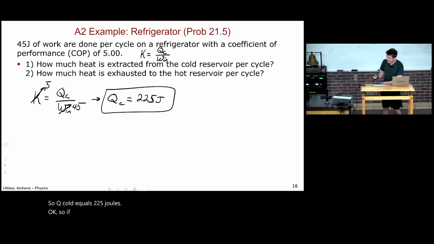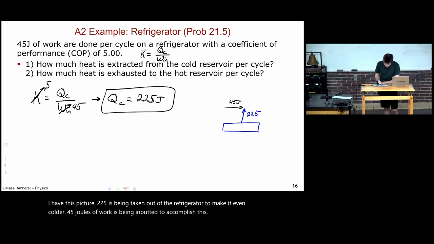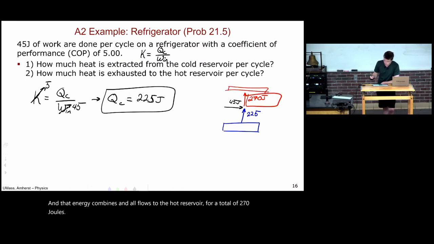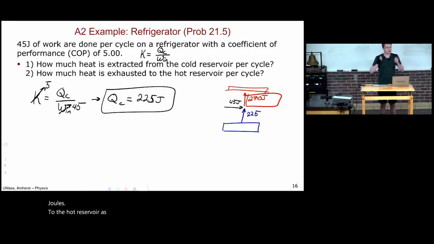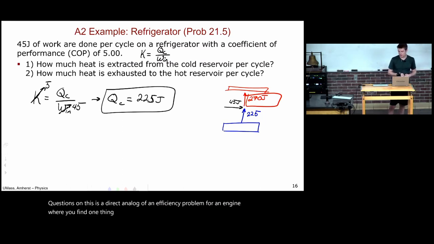Okay, so if I now draw a diagram, I have this picture. 225 is being taken out of the refrigerator to make it even colder. 45 joules of work is being inputted to accomplish this. And that energy combines and all flows to the hot reservoir for a total of 270 joules to the hot reservoir as exhaust in this case. Okay, questions on this? This is a direct analog of an efficiency problem for an engine, where you find one thing by multiplying eta by whatever was in the denominator, and then draw the diagram to finish.